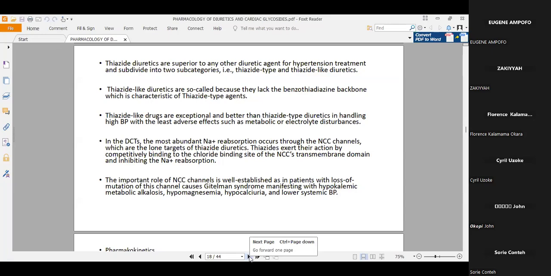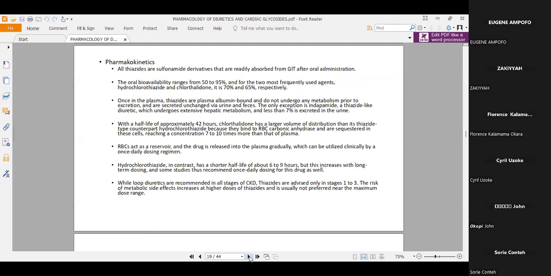Sodium reabsorption occurs with the sodium chloride channel, and this is the target for the thiazide diuretics. So for the pharmacokinetics, all thiazides are sulfonamide derivatives. They are readily absorbed from the GIT after oral administration. The oral bioavailability ranges from 50 to 95%. And for the most frequently used agents, that's HCTZ and chlorthalidone, the bioavailability is 70% and 65% respectively.